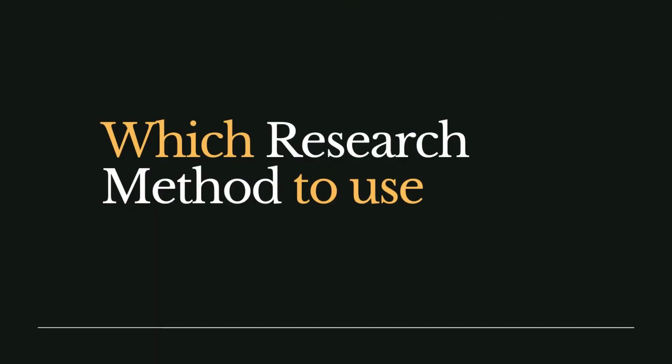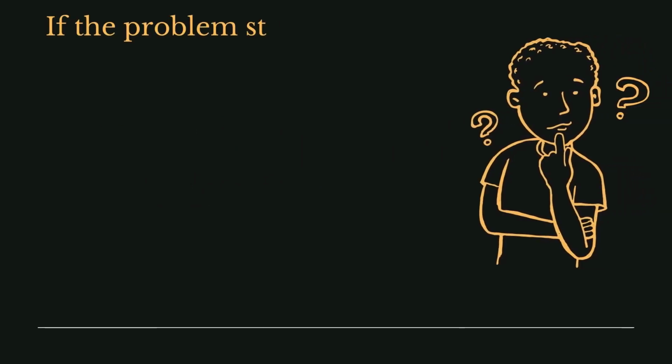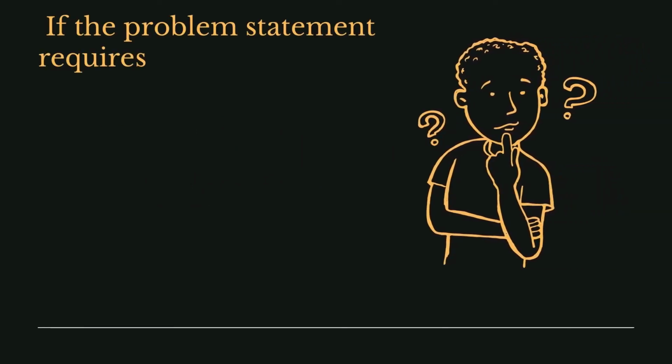We'll discuss some of the more widely used research methods in social sciences. This is not an exhaustive list. Let's begin with the first problem statement type.